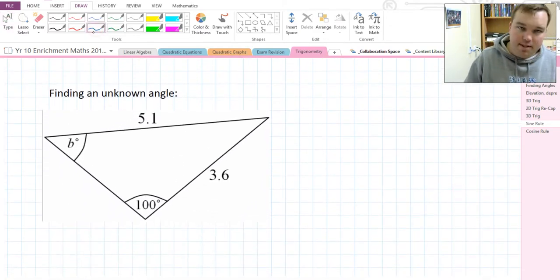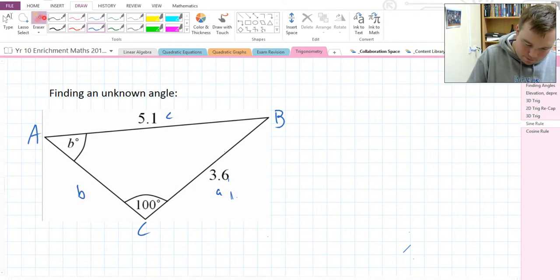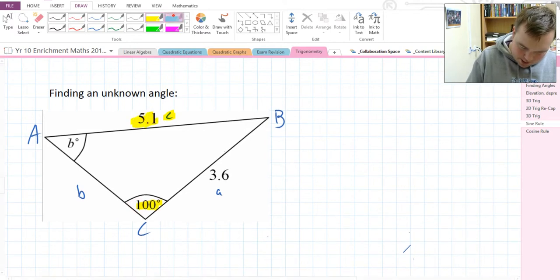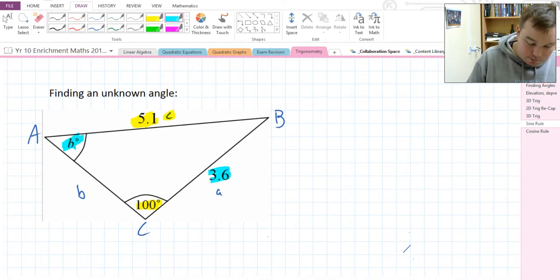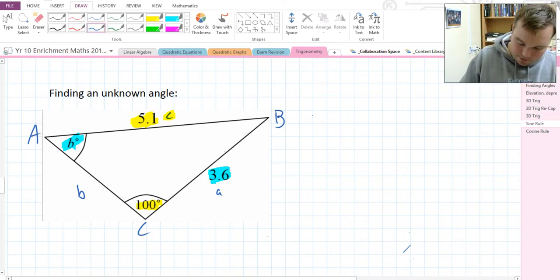Alright, now finding angles. Once again, steps the same. Label the points. A, B, C. Label the sides. C, A, B. Then identify what we have. We have a C pair, and we have part of the A pair. It doesn't matter which way around you label the points, this will still work out.